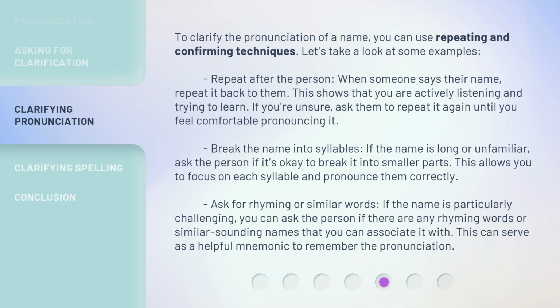Ask for rhyming or similar words. If the name is particularly challenging, you can ask the person if there are any rhyming words or similar sounding names that you can associate it with. This can serve as a helpful mnemonic to remember the pronunciation.